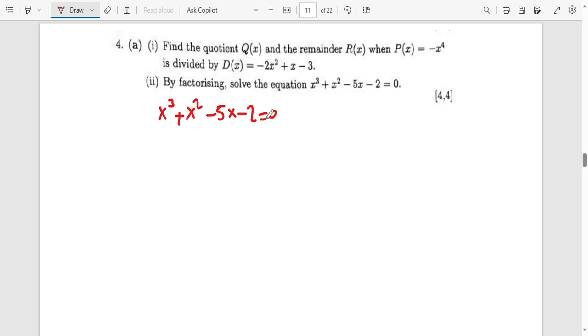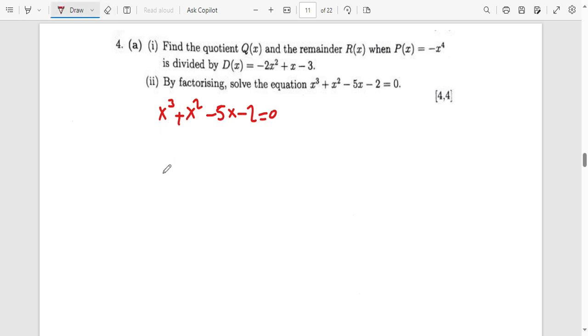You can use the try and error method. What I mostly do myself is I'll just say let x be equal to 1. Where there is x, I'll be putting 1. So put 1 here, and then put 1 here, and then put 1 here. So that will be 1 plus 1, which is 2. 2 minus 5 is, that's a negative 3 minus 2. It's not giving me 0. So positive 1 has refused to prove. So positive 1 is not a factor.